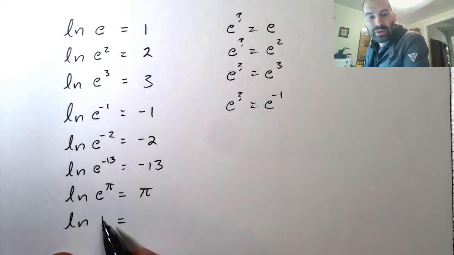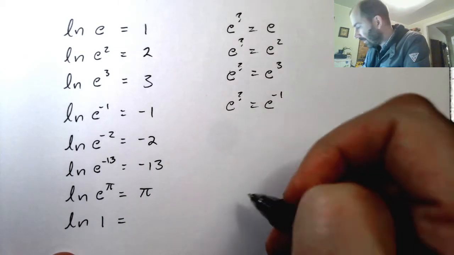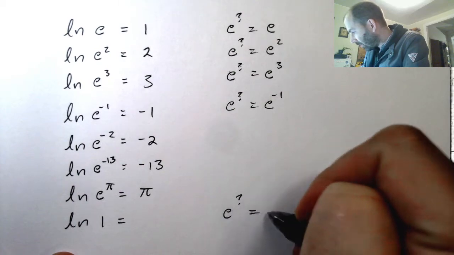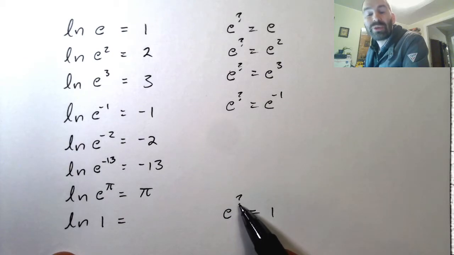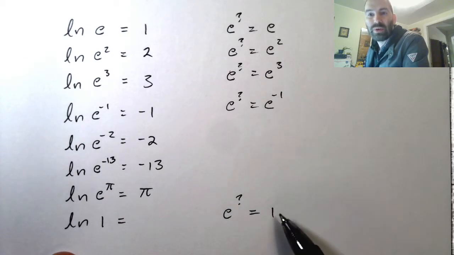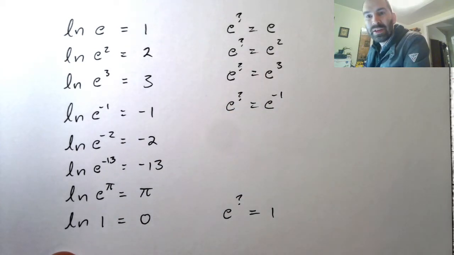How about this one? E to the what equals 1? E to the what number equals 1? Well, take a positive number. If you raise any positive number to 0, you get 1. That's always true, even if this wasn't an e. So this is always going to be a 0. Even if this wasn't log base e, that would have been 0.